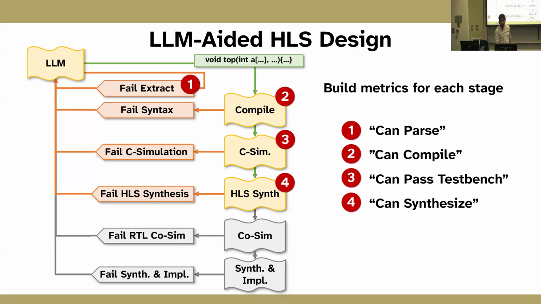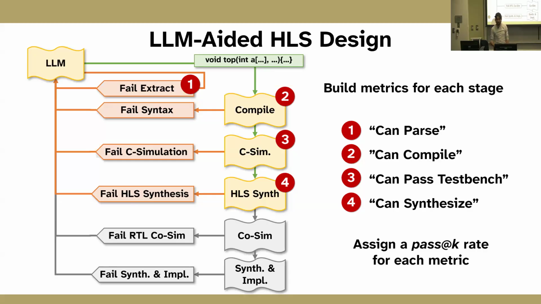So what we do is we build 4 metrics. Can we parse? Can we compile? Can we pass the test bench? And can we synthesize? And we assign a pass@k rate to each metric. So raise your hand if you've heard of what pass@k means for evaluating. Okay, very few people. You can imagine pass@k is like, if you have a binary thing that says this passes or this fails, pass@k is the likelihood that, if you generate k samples, so let's say k is 5, at least one of those 5 is correct, right?